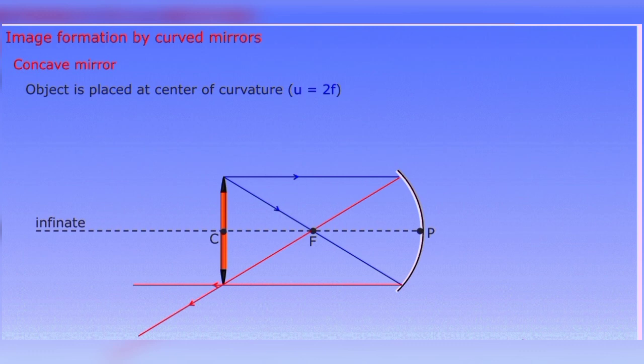Another ray of light from point C after passing through the focus F strikes the mirror. According to rule second, this ray of light after reflection travels parallel to the principal axis and intersects the first reflected ray at point C dash. So the image is formed at the center of curvature of the mirror. The size of the image is the same as the size of the object. The image is real and inverted.